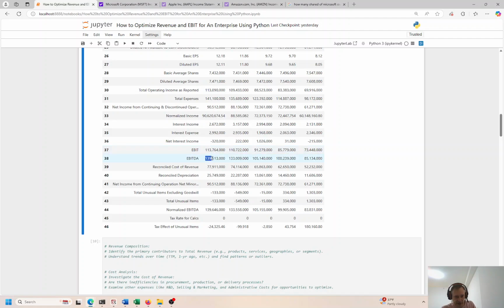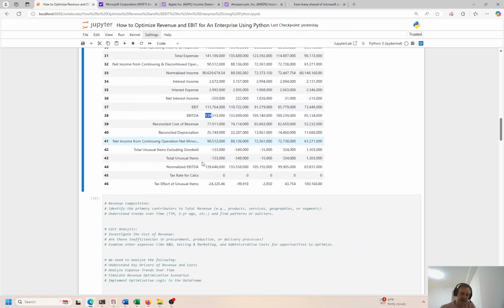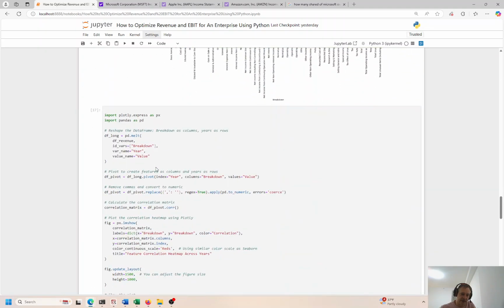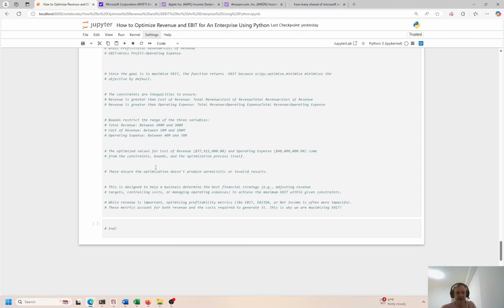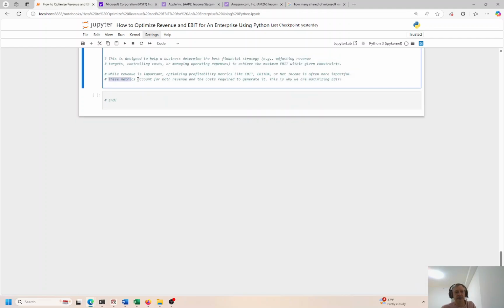Depreciation and amortization is added back, right? So this is depreciation for any kind of hard assets, office locations, warehouses, the office where Microsoft developers sit, all these things. So all of that is depreciable, right? And you can add that back to your EBIT to get the EBITDA. And then basically, in conclusion, these metrics account for both revenue and the costs required to generate that revenue, right? There's always a COGS, there's always some kind of cost of doing business, cost of goods sold, things like that. Okay. So that's how we can maximize the EBIT.